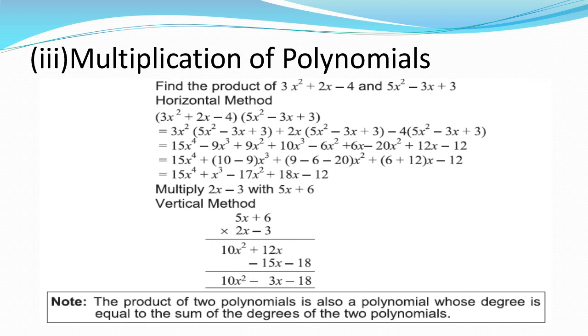Next is multiplication of polynomials. Here we have two methods, the horizontal method and the vertical method. In the horizontal method we write 3x square, next the equation 5x square minus 3x plus 3. If we have a plus or negative sign with the next term, we write it as it is. For example, here we have plus 2x, so here we write plus 2x. If we have minus 2x, then we write minus 2x.